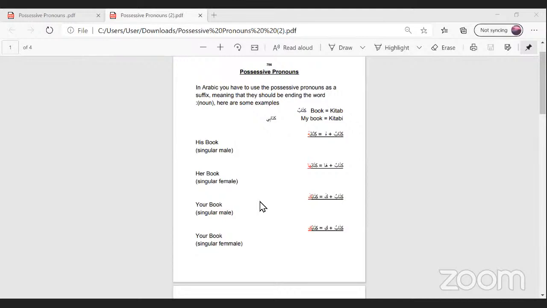Excellent. Next word I'll give you is masjidun. His masjid, her masjid, and so forth. Masjiduhu, correct. His mosque. Masjiduha, her mosque. Masjiduka, your mosque. Masjidiki, your mosque for female. Correct. Masjiduna, our mosque. Masjidi, my mosque. Excellent, very good.